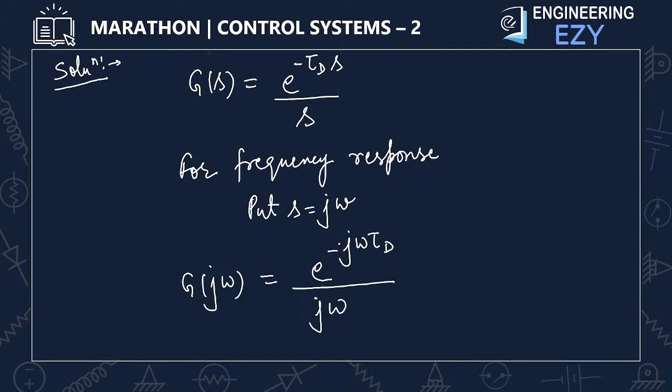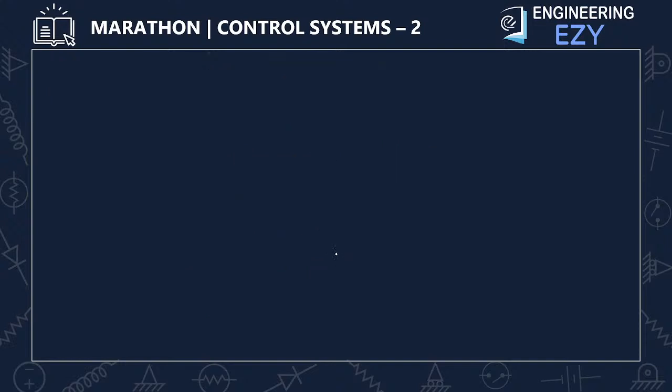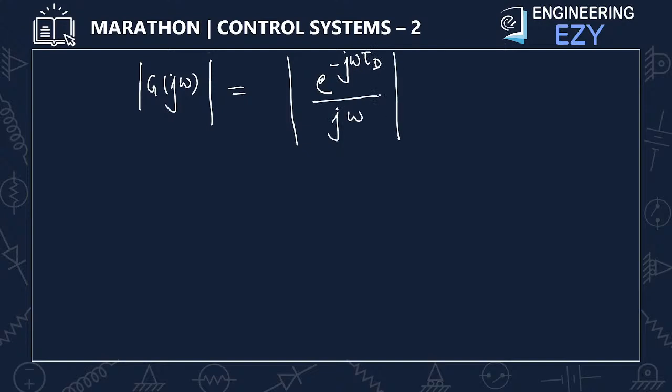So first we have to calculate the magnitude and then the phase angle. If I calculate the modulus, what do I get? Modulus of G(j omega) is equal to modulus of e to the power minus j omega tau d divided by j omega. The modulus of e to the power minus j theta is 1. Everyone knows this, because e to the power minus j theta can be written as cos theta minus j sin theta, and its modulus is 1. So the modulus is 1 upon omega.